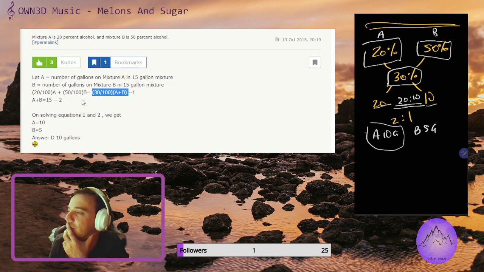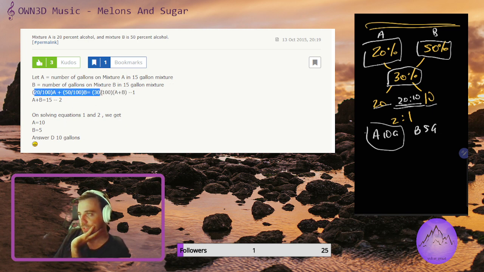And then what would be the next step from that? How do you go from 4.5 equals this to knowing A and B?